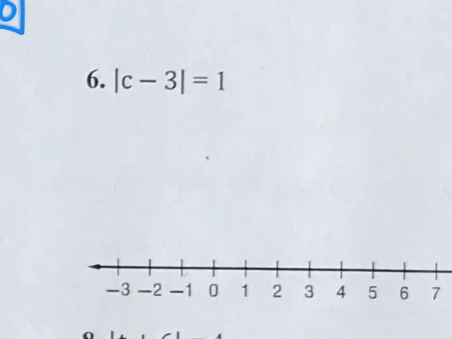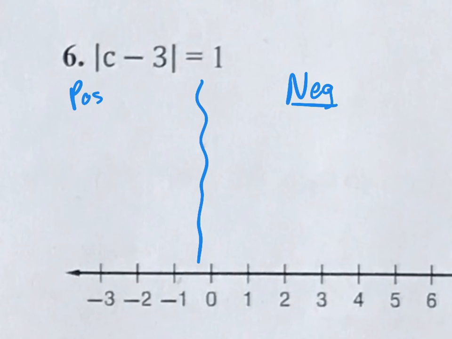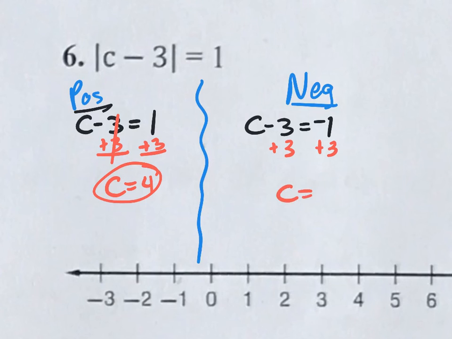How about number 6? You want to solve it, you're going to do the positive and the negative situation. So for the positive situation, write it exactly the way it is. C minus 3 equals 1. For the negative situation, write it exactly the way it is, C minus 3, but change the sign of the 1 to a -1. And then solve both. +3, +3, C equals 4. That's an answer. +3, +3, C equals 2. That's an answer.